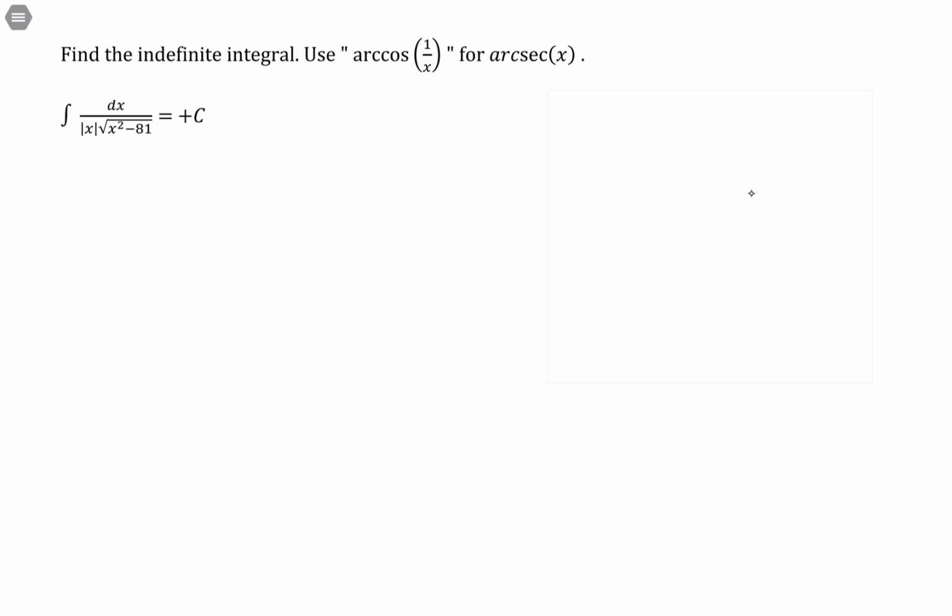Find the indefinite integral. Use arc cosine of 1 over x for arcsecant of x. Now, it turns out that the system can handle arcsecant now. It used to not allow the function arcsecant to be written, and you had to always switch that into arc cosine of the inverse of your input, but that's no longer necessary. You can leave it as just arcsecant now.